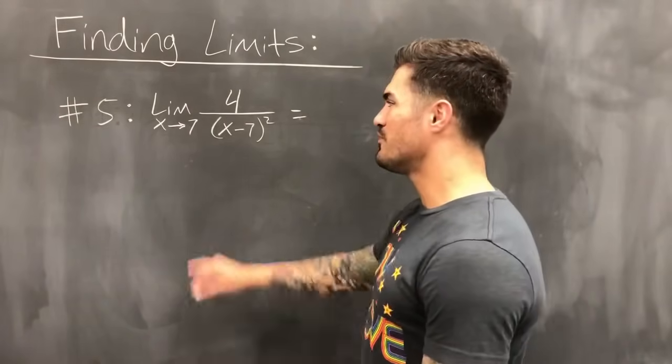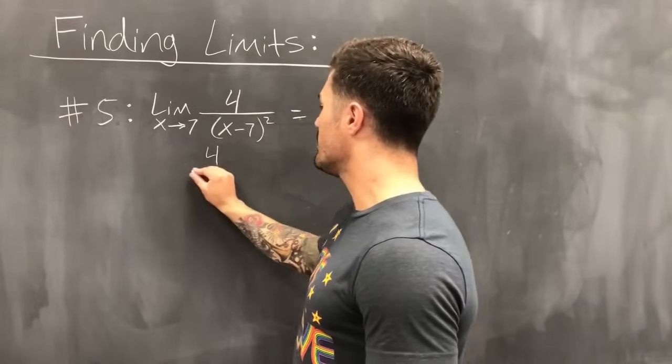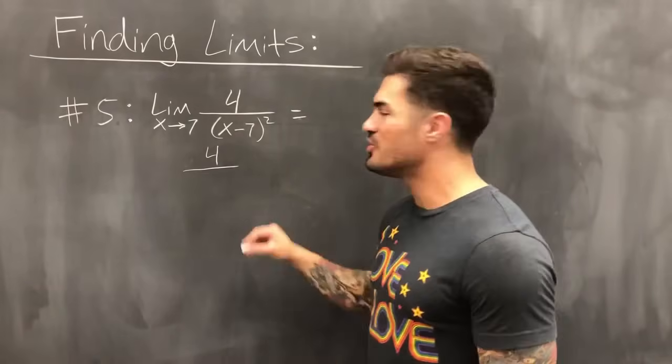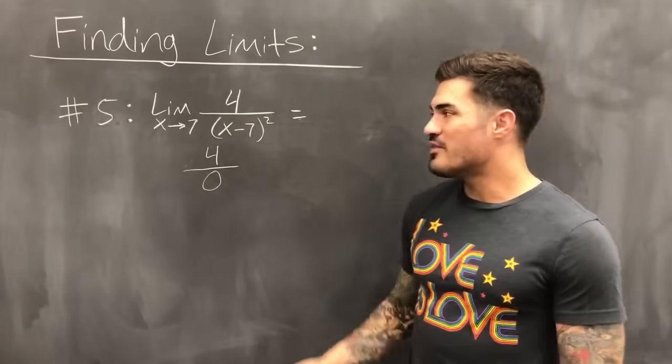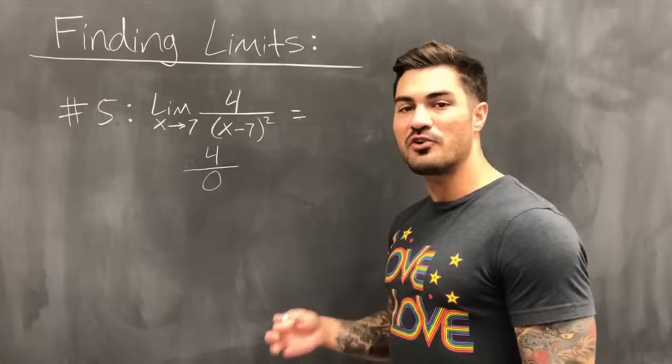All right, example number 5, we go ahead and plug 7 into our function and see what happens. We get 4 in the numerator. In the bottom, we get 7 minus 7, that's 0, and 0 squared is 0. So what does this mean? Well, this means that we have a vertical asymptote where x equals 7. That line x equals 7 is a vertical asymptote.